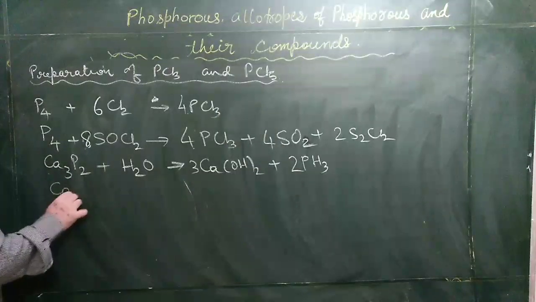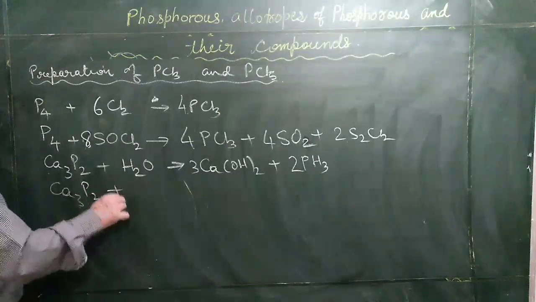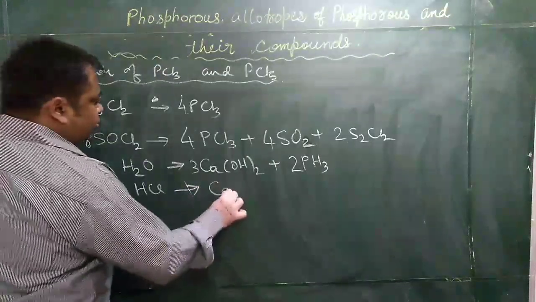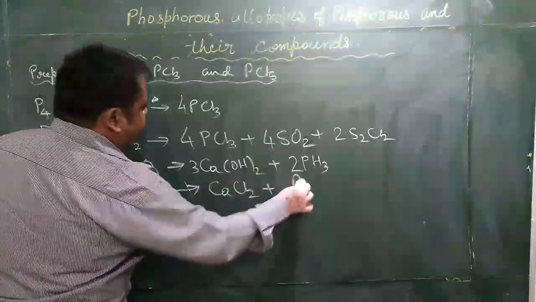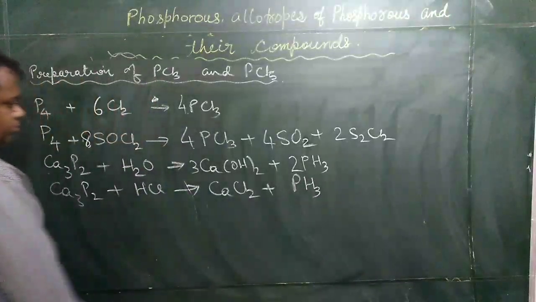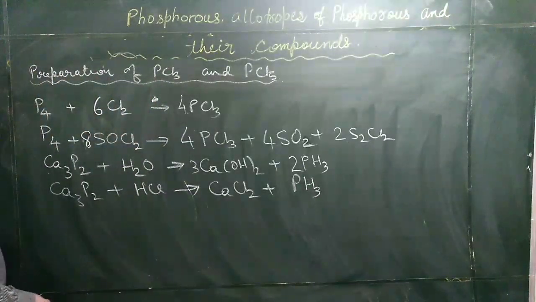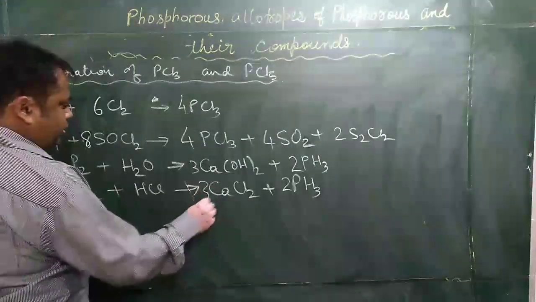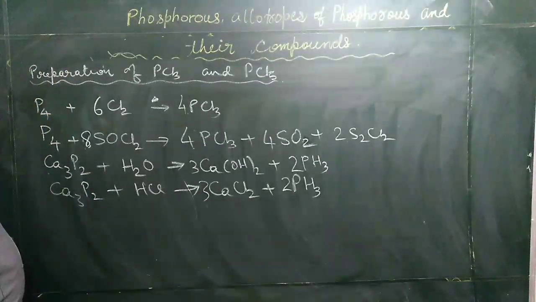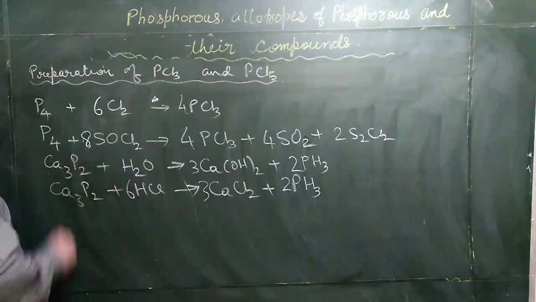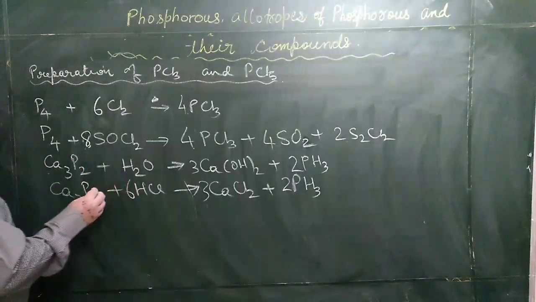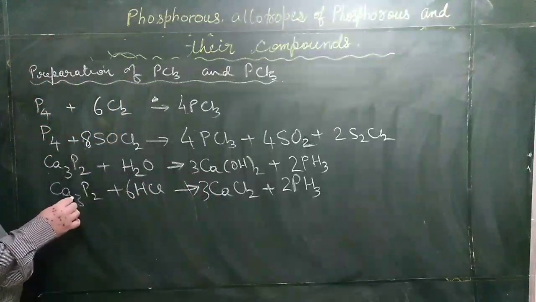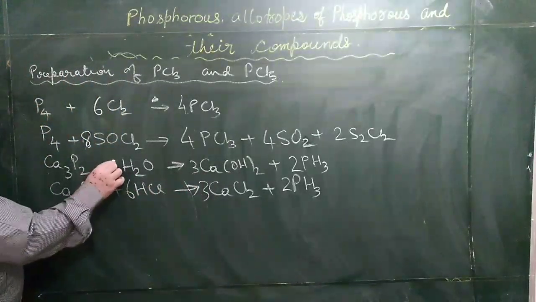Same reaction can happen if I take calcium phosphide and HCl. It will form CaCl2 plus PH3. Method of balancing will be same. 2 here, 3 is here, so 3 here, and 6 HCl here. How many? 3 H2O.